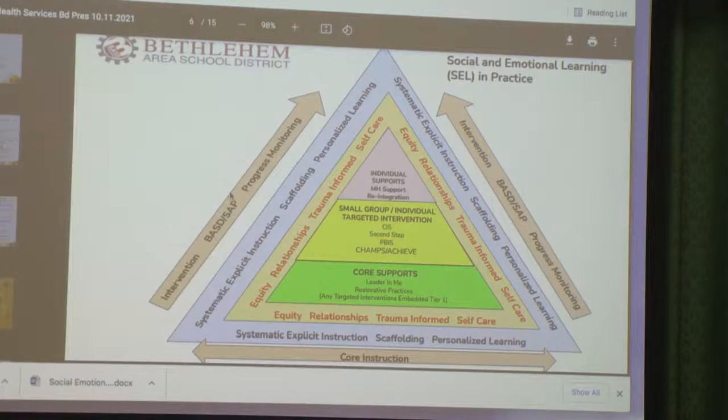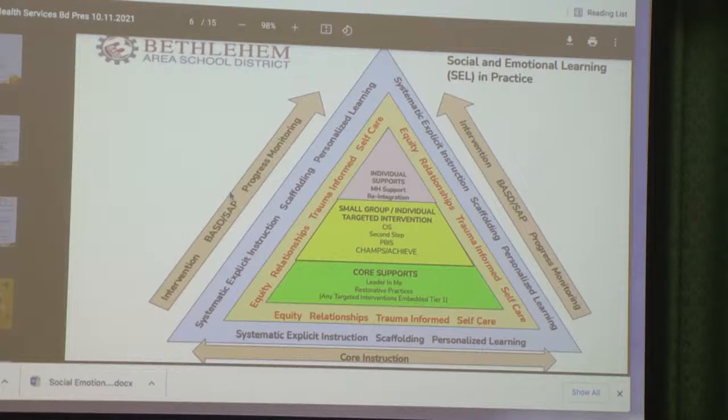And those are the social emotional learning aspects that affect all of our classrooms. And at the elementary level, that's Leader in Me. At the secondary level, that's restorative practices. As you move up the triangle to the yellow, you get more targeted interventions. And that's some of the things that all of our schools have access to, things like CHAMPS and ACHIEVE and positive behavior intervention support, Second Step, and those types of things.